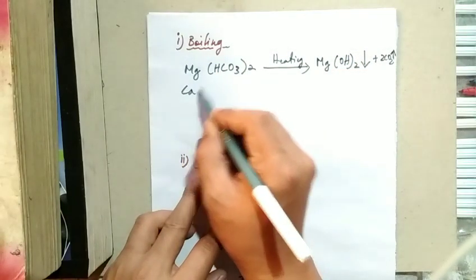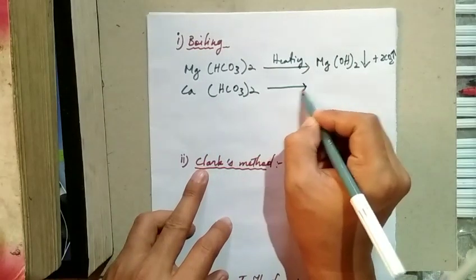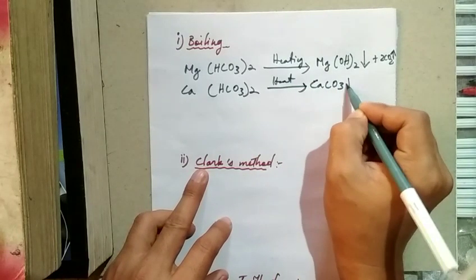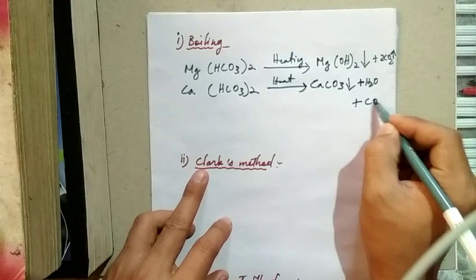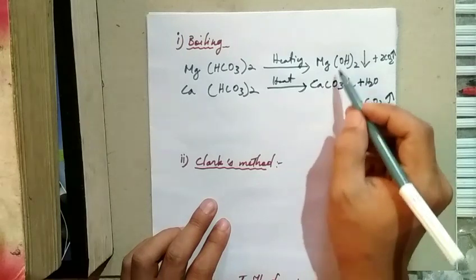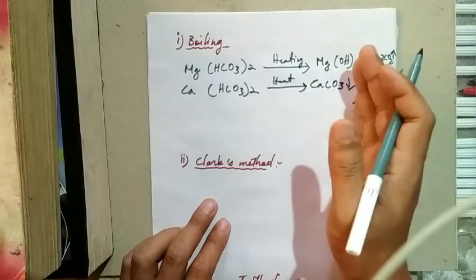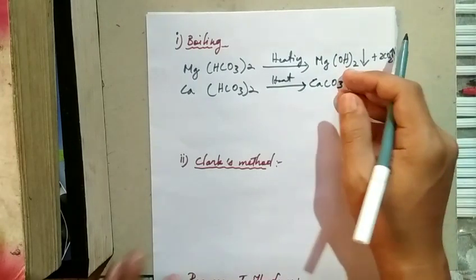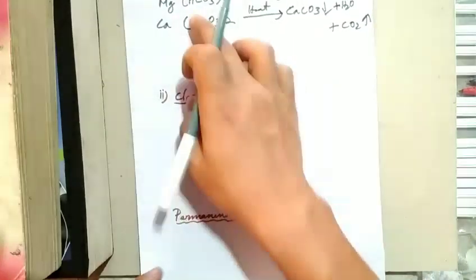Next is calcium hydrogen carbonate. In the same way, on heating, what we get is calcium carbonate in this case, and then water plus CO2. Arrow pointing downward means precipitate. This product will be insoluble, and this insoluble product we can remove by filtration. After filtering, this product can be removed, and thus we get, as a result, soft water. So this is the first method.